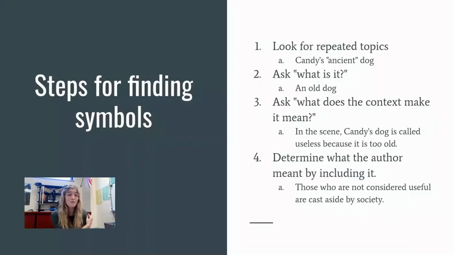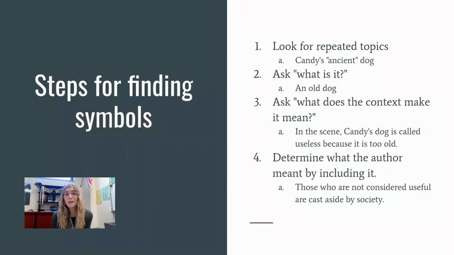All right, authors don't just do things willy-nilly. They don't just make something red because they thought that red was a pretty color. If they include something intentionally, then they meant something by it, especially Steinbeck. He's very, very good at that. It's one of the things he's known for, his intentionality of writing. So what did he mean by including it?